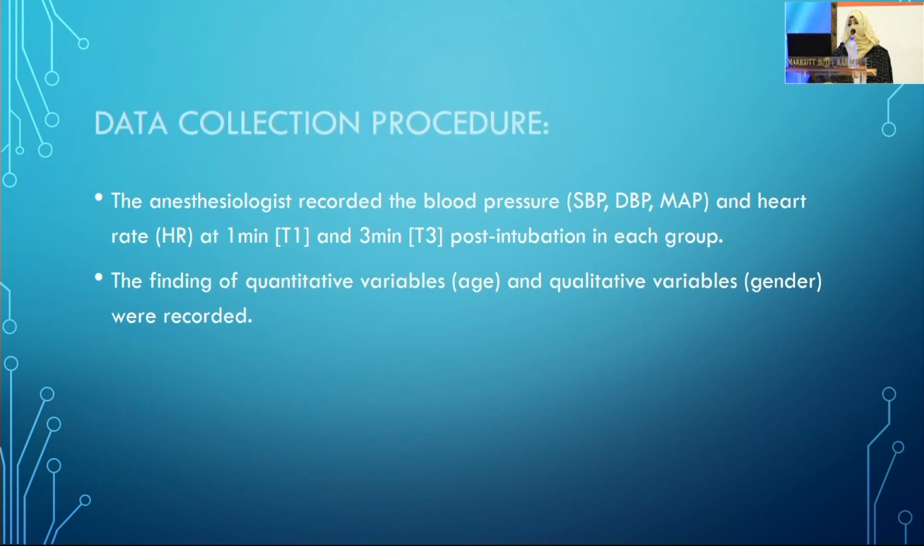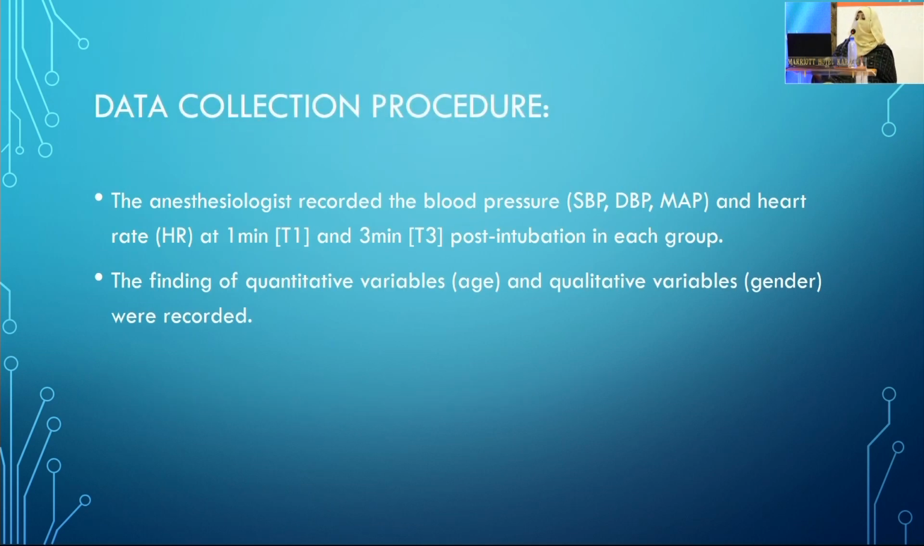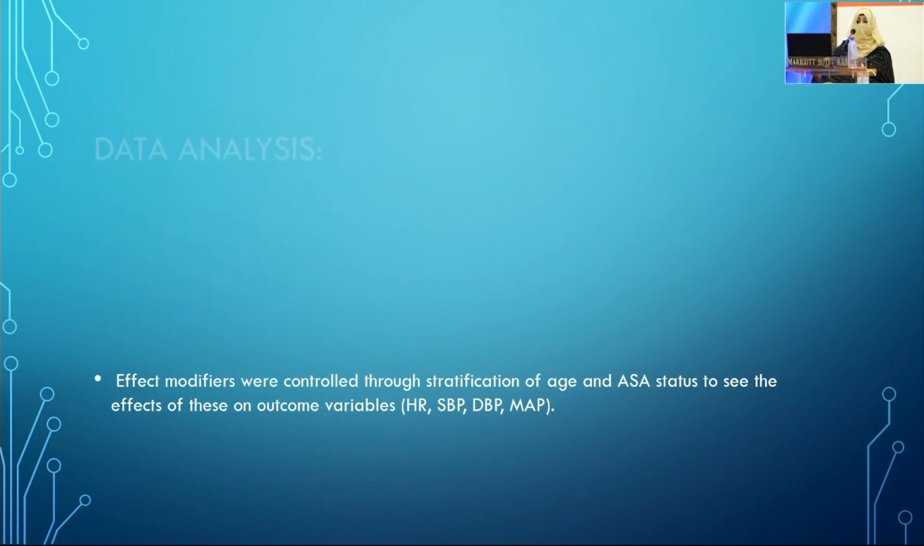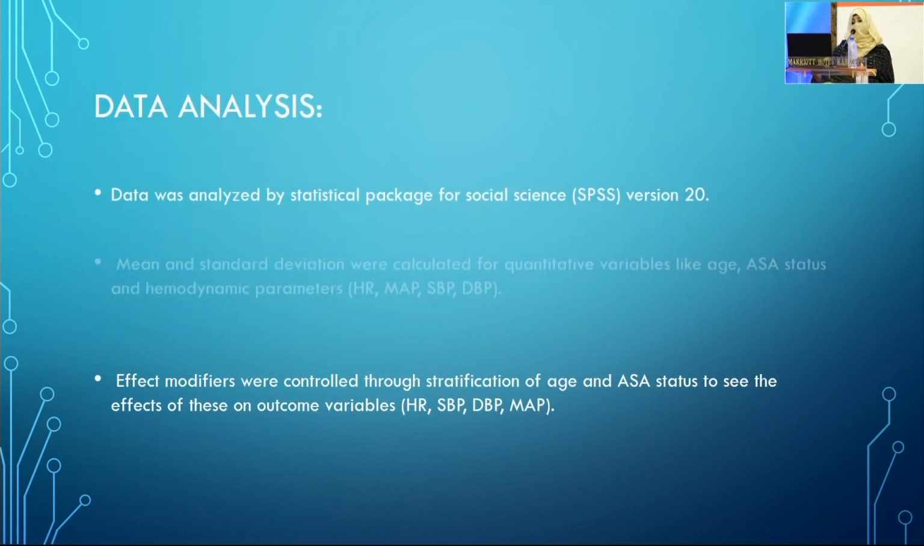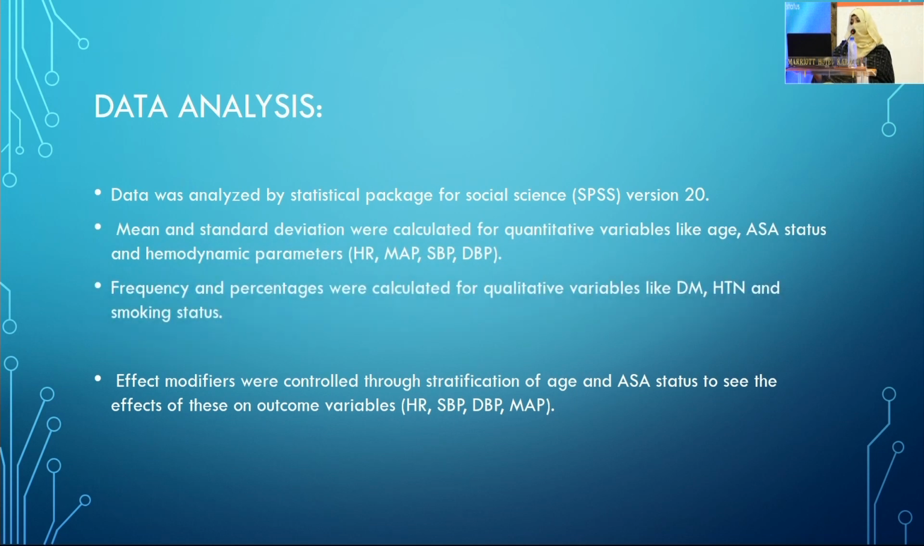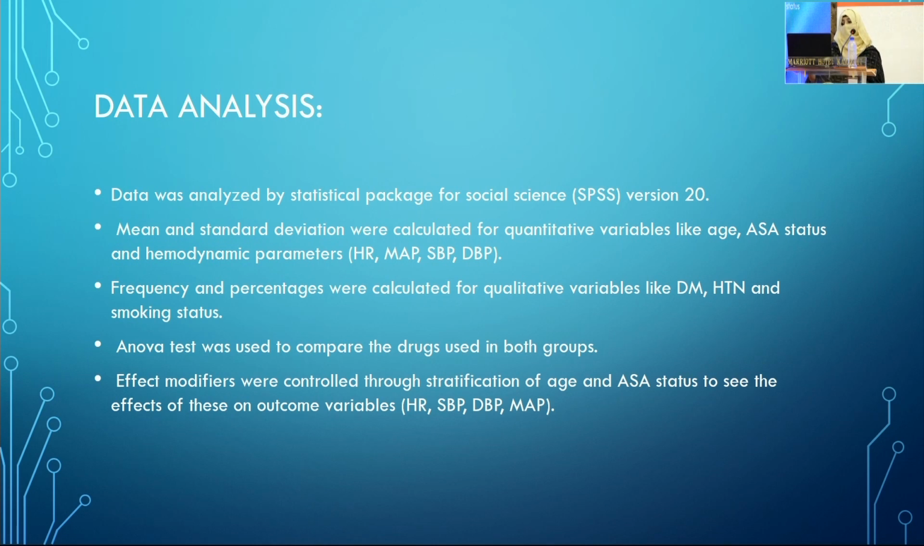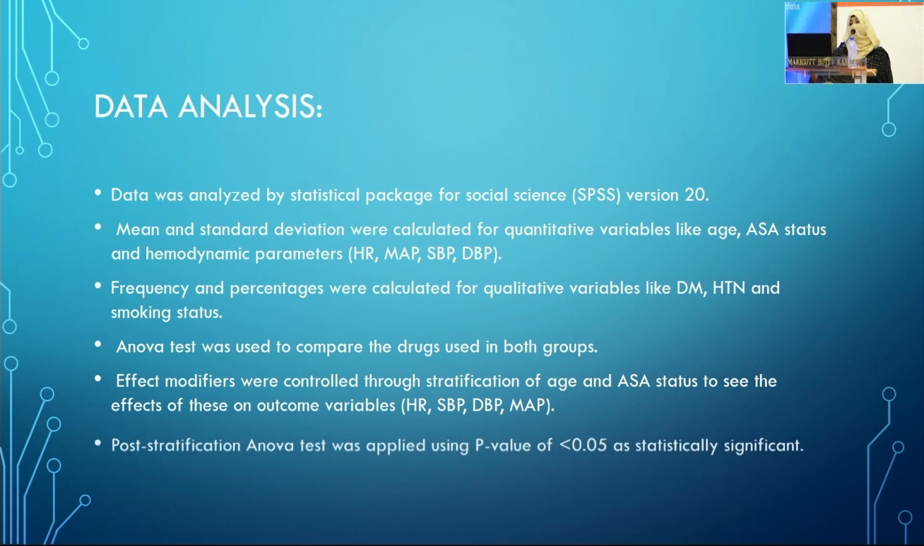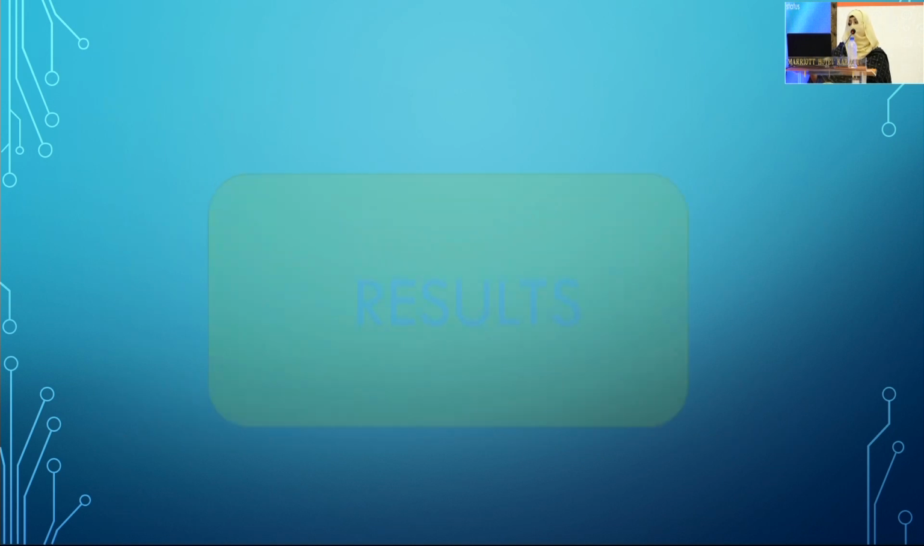The anesthesiologist recorded the systolic blood pressure and heart rate at the first minute and third minute post-intubation. The findings of quantitative and qualitative variables were recorded. This data was analyzed by SPSS version 20. Mean and standard deviations were calculated for quantitative variables such as age, ASA status, and hemodynamic parameters. Frequency and percentages were calculated for qualitative variables. An ANOVA test was used to compare the drugs used in both groups.